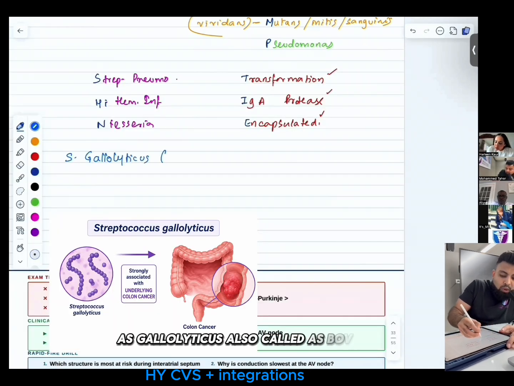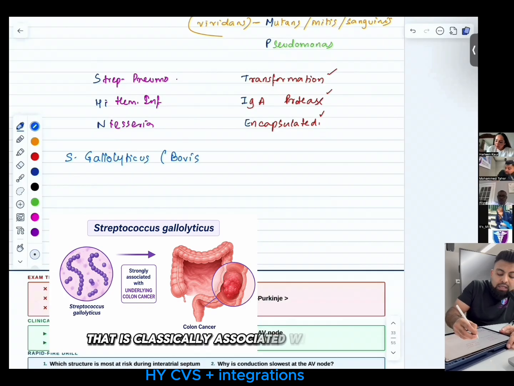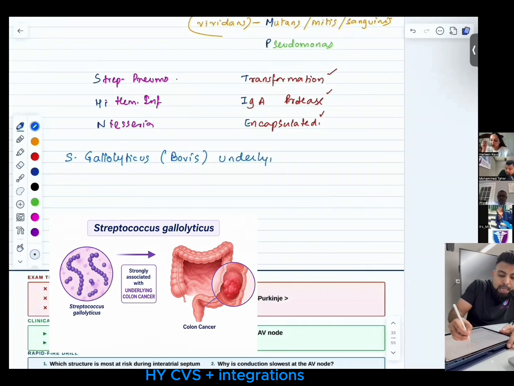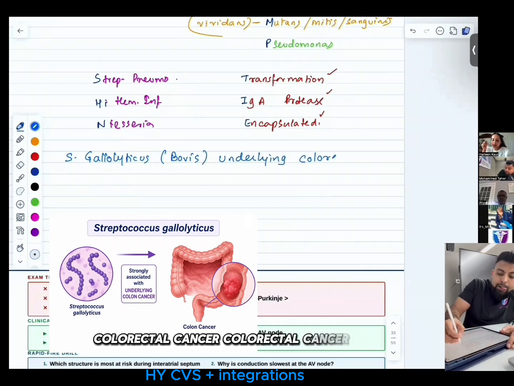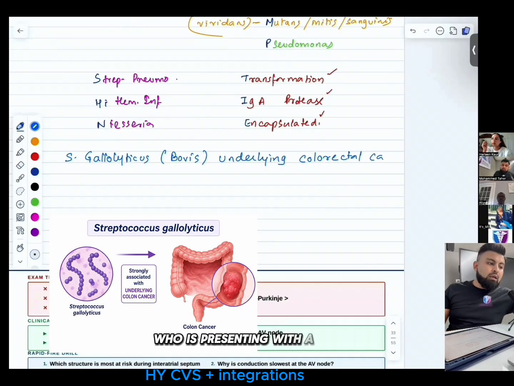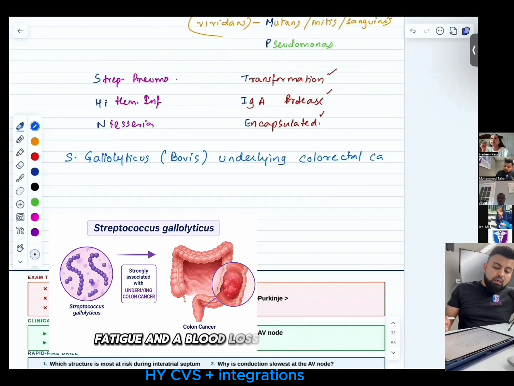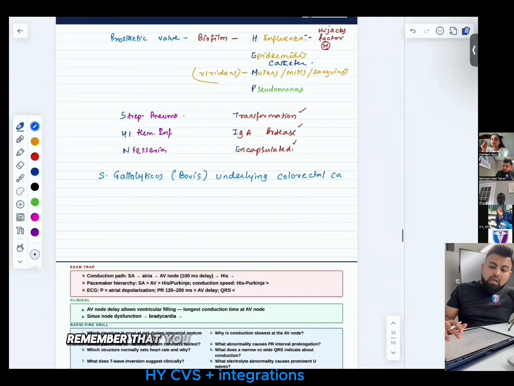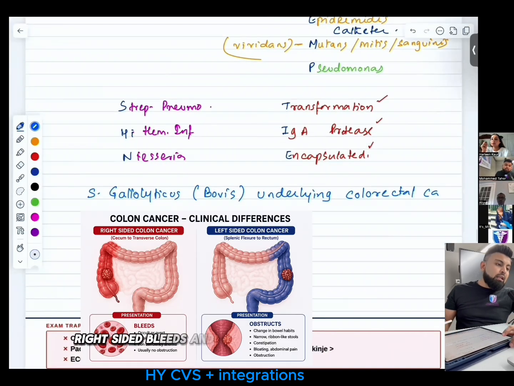Gallolyticus, also called bovis, is classically associated with underlying colorectal cancer. The question talks about an elderly individual presenting with weight loss, fatigue, and blood loss that can be anemia. Remember that you might have studied this: right-sided bleeds and left-sided obstructs.